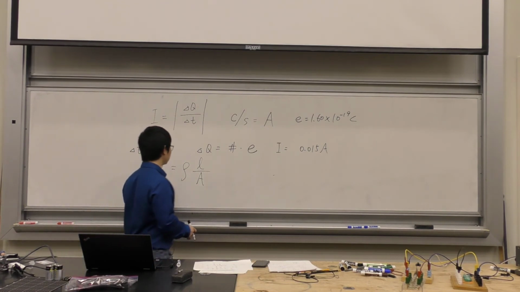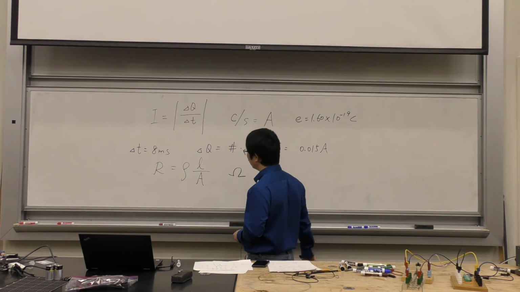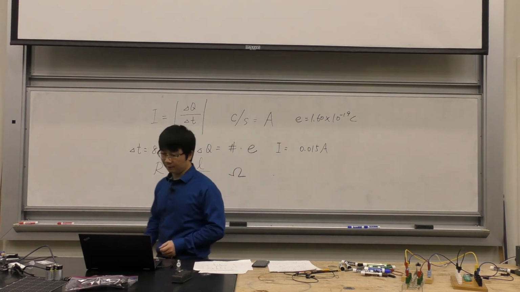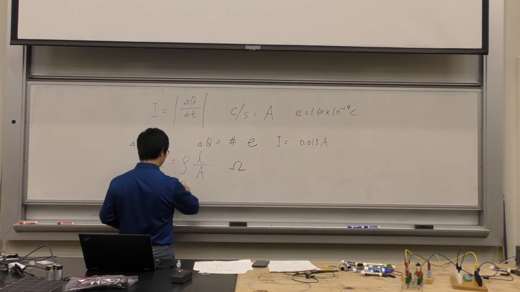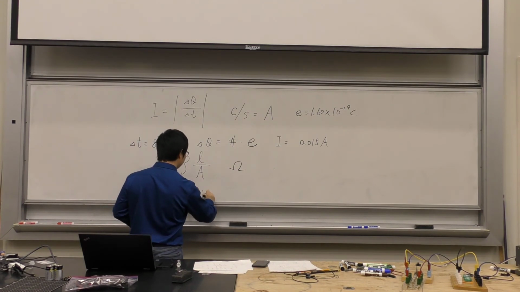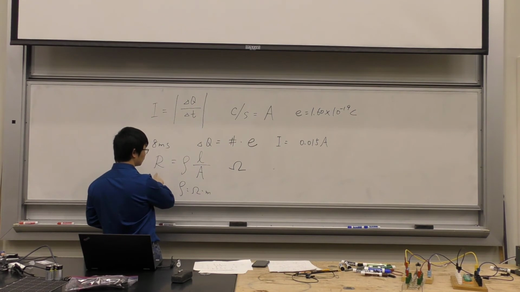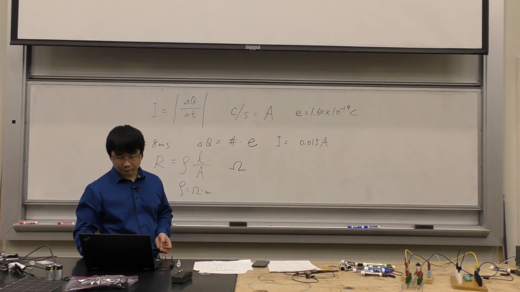So this guy has a unit. I'm sure that everyone knows that. We call it ohm, and for the symbol, we use the Greek letter omega. Then this rho actually has a unit of ohm times meter, because when you multiply all these three units together, you have to get ohms on the left. So this must be in ohms times meters.